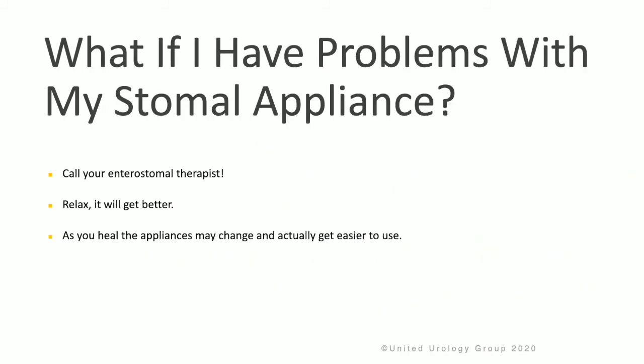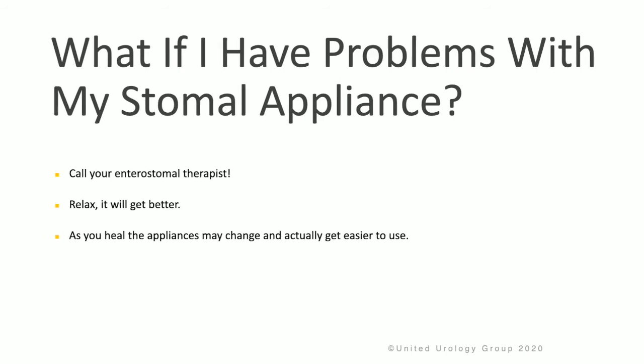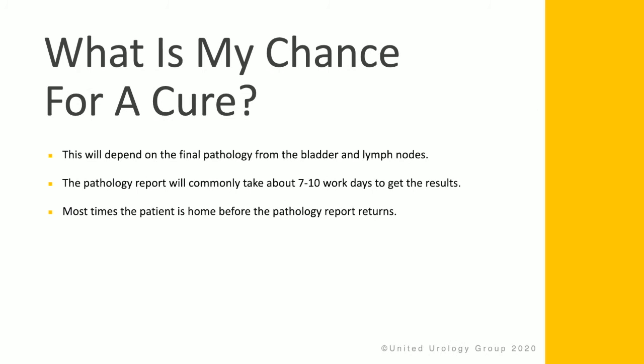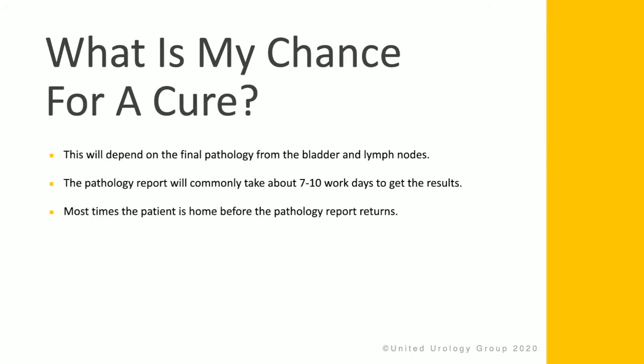If you have problems with the stomal appliance, please call your enterostomal therapist. Relax, it takes time and it will get better. As you heal, the appliances may change and actually get easier to use. Your chance for cure will depend on the final pathology from the bladder and the lymph node tissue. The pathology report will take about 7 to 10 working days to get the results, and most times the patient is already home before the pathology report comes back.